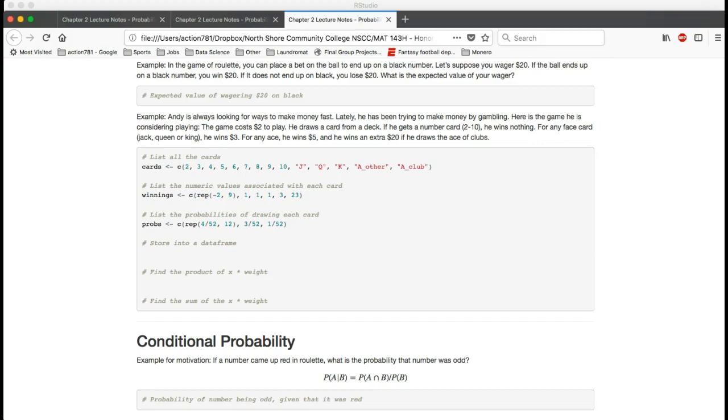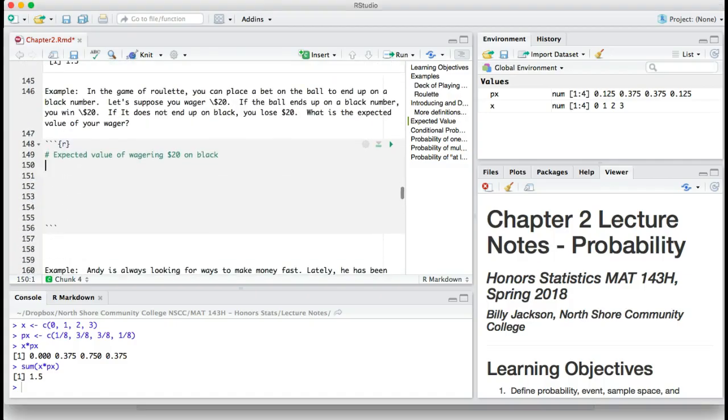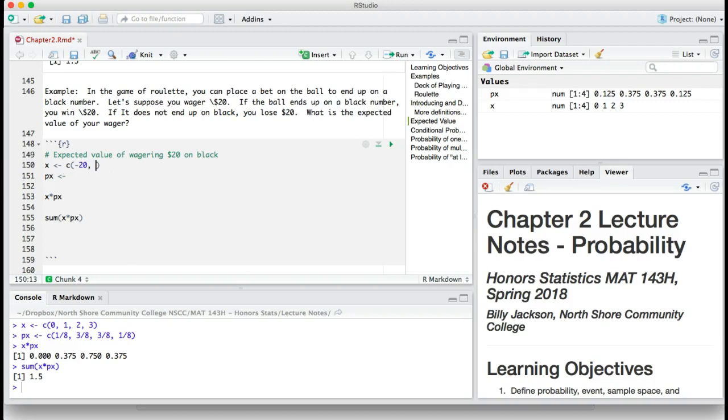I'm going to go back into RStudio. In order to find an expected value, we need a couple of things. We need x's, which are all the possible numerical outcomes, and then we need probabilities of each of those outcomes. Then we're going to multiply our x times our p of x's, and then find the sum of those x times p of x's. So what are the possible outcomes of wagering $20 on black? Well, you could lose $20, which would be represented by negative 20, or you could win $20, which would be a positive 20.